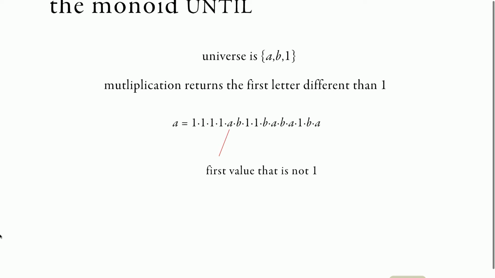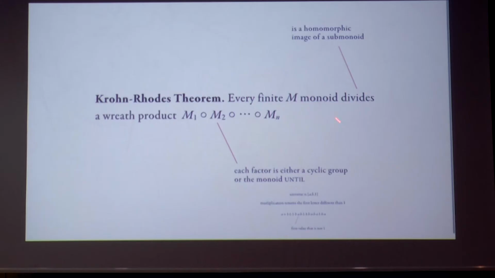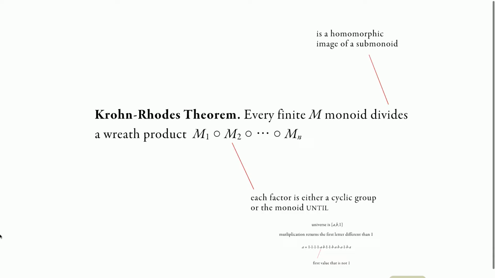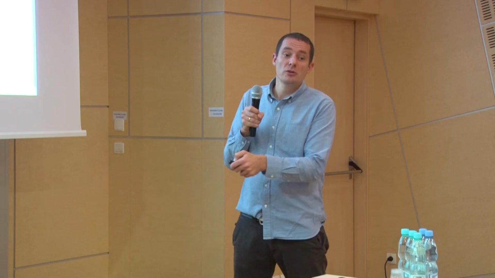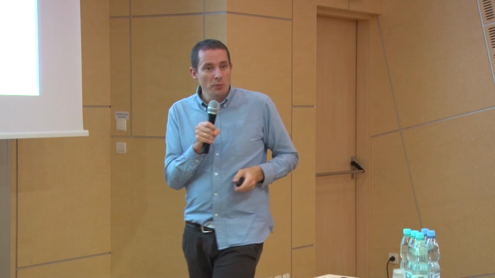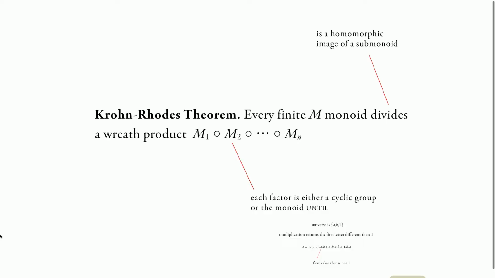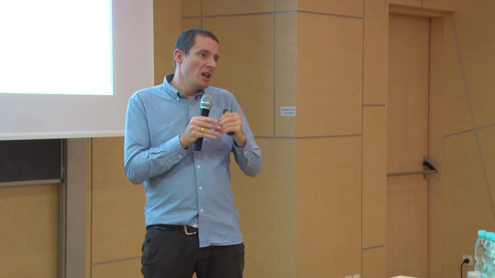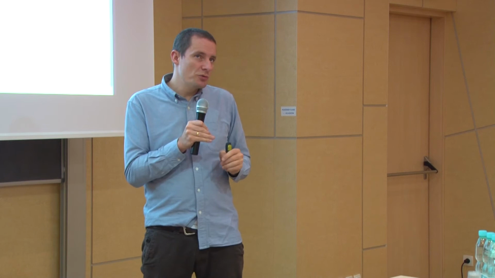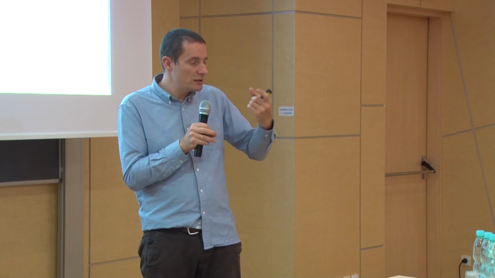It's a fixed three-element monoid. And the Krohn-Rhodes theorem says that every finite monoid can be decomposed into a product of either groups or this until monoid. And the final thing that I should explain is what product operation am I using? This is not the normal cross product where you just take the pairs of elements with component-wise multiplication. It's a more fancy product operation. And the moral principle behind it is it corresponds to nesting of formulas in temporal logic. The definition takes some time to write and even more time to understand. I won't go into that, but it's a natural thing. It comes from group theory originally.